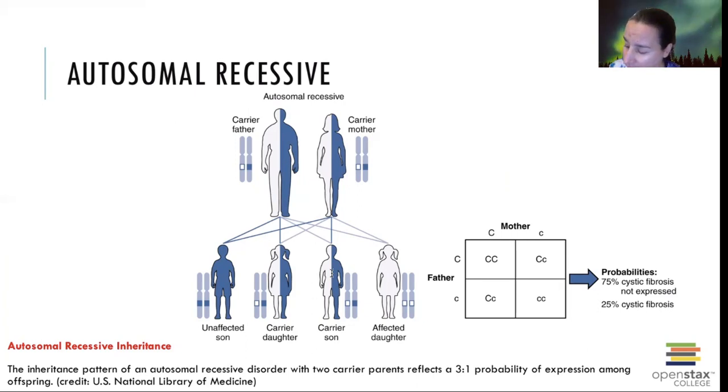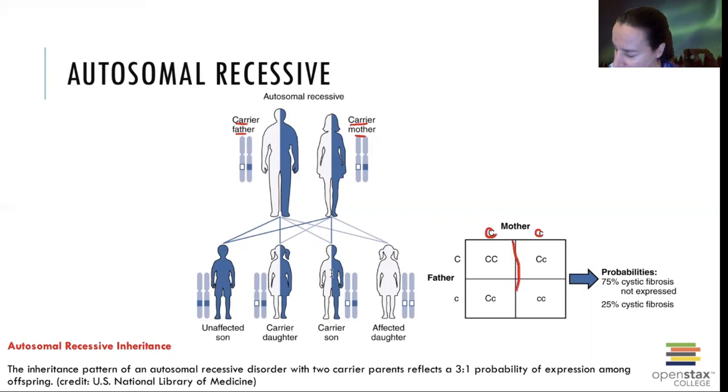So we have a carrier father and a carrier mother in this situation. With these carrier traits, in a Punnett square we would write somebody who's a carrier as heterozygous. They are heterozygous. So in this case, for Punnett squares, we have mom on the top, and we're going to write her genes right here.